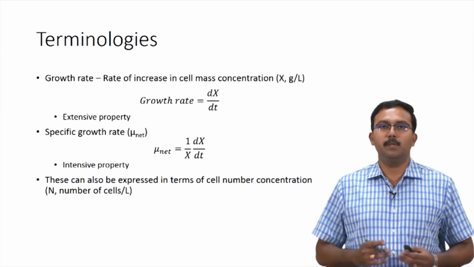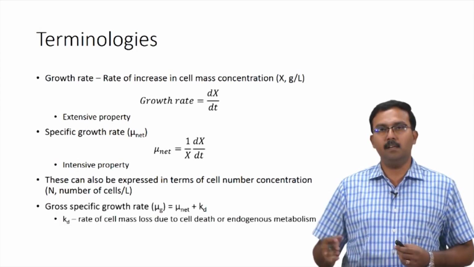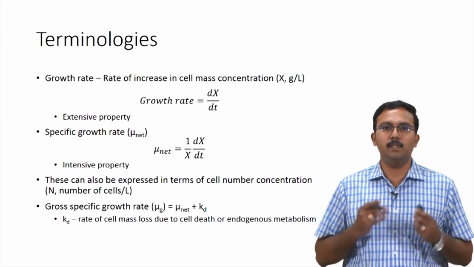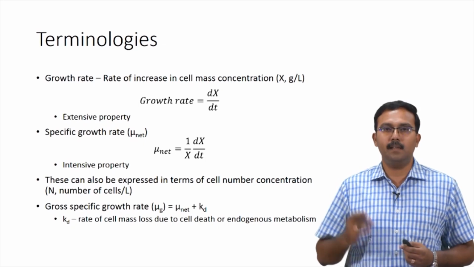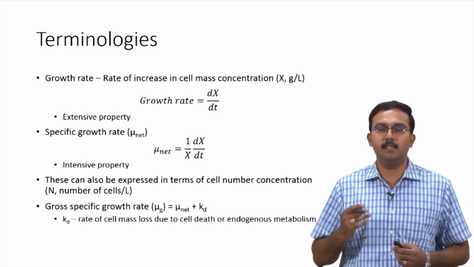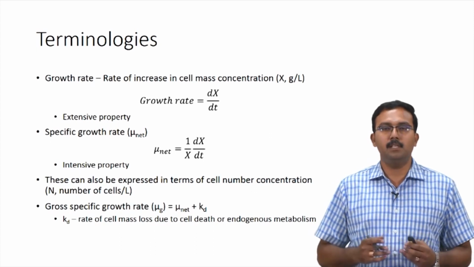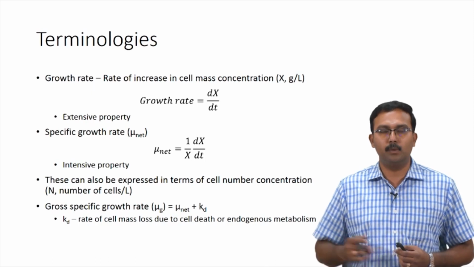The specific growth rate which we look at here is the net specific growth rate. We should remember that there is another term called gross specific growth rate, which is the net specific growth rate plus Kd, where Kd is the rate of cell mass loss due to cell death or endogenous metabolism. So, this in addition to mu net gives you the gross specific growth rate.